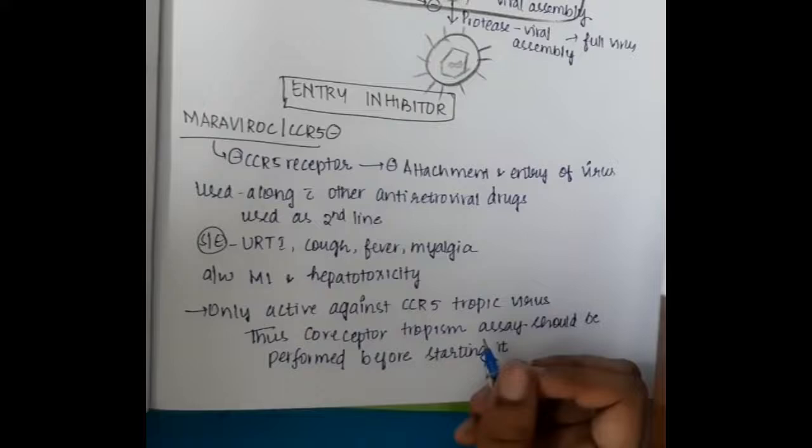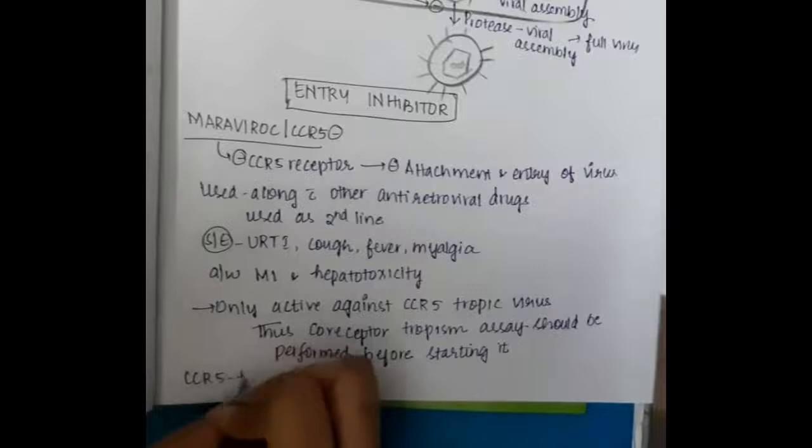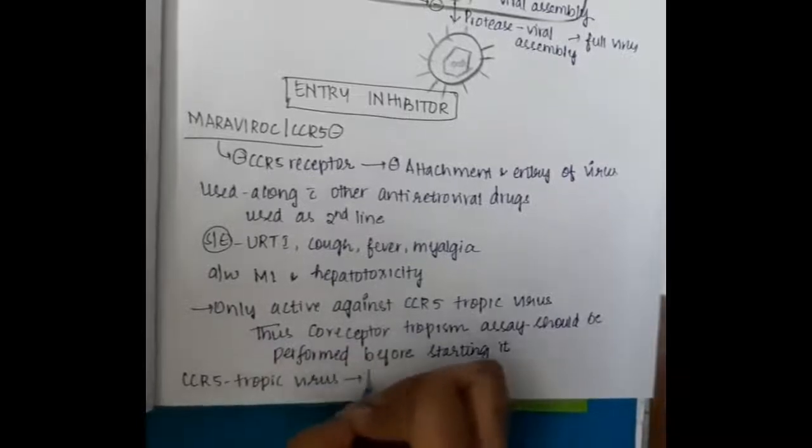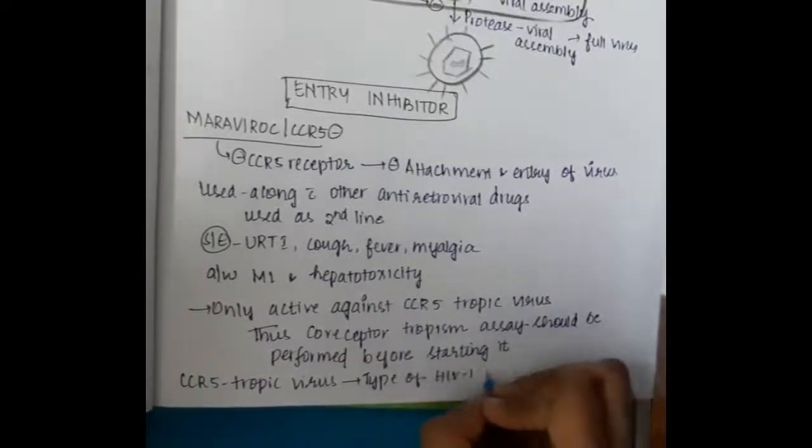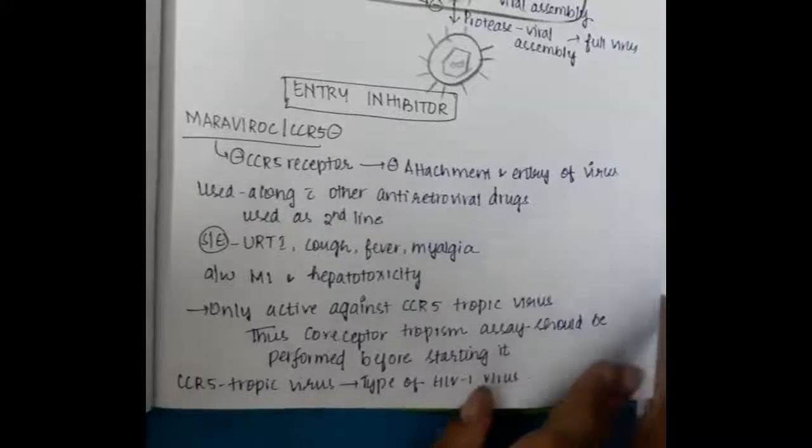We have to find whether the virus has CCR5 or not, right? Because there will be some viruses without CCR5. So before starting this drug, we should find out whether the virus has CCR5. For that, a co-receptor tropism assay is done. Then we have the CCR5 tropic virus. This CCR5 tropic virus is a type of HIV-1 virus.